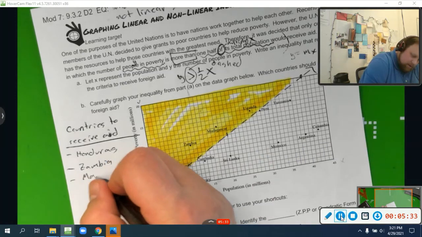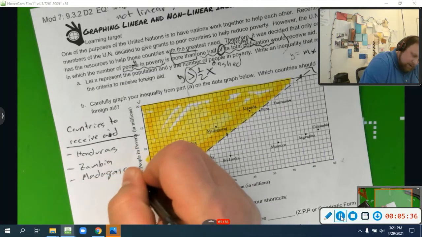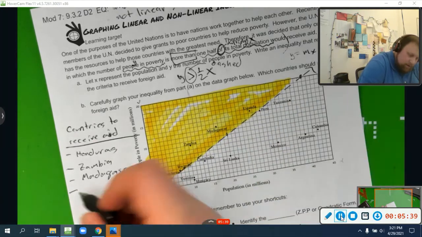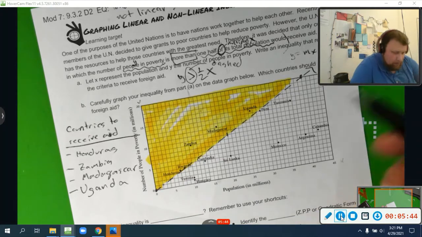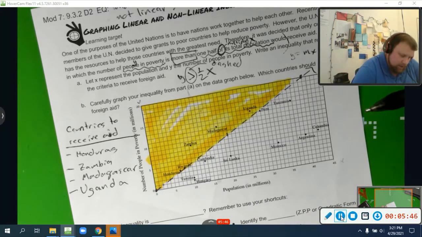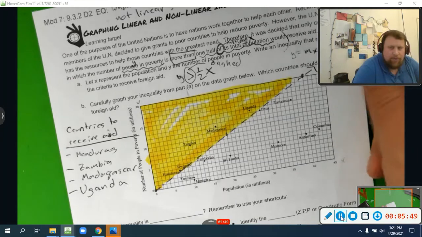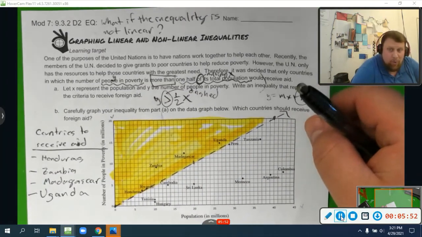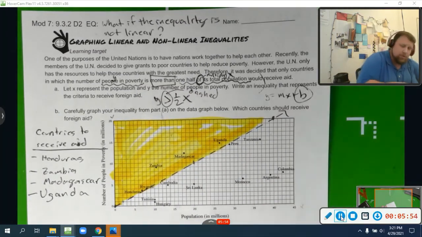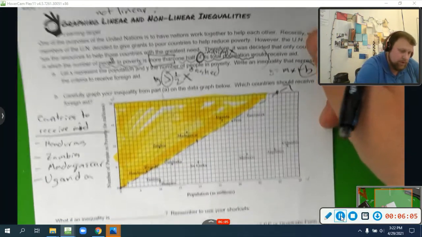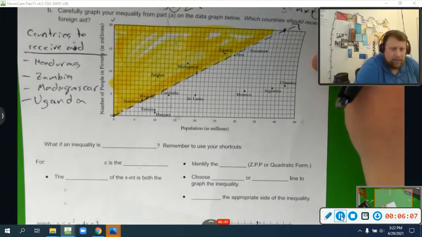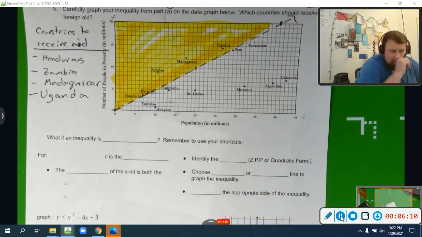Madagascar. Madagascar. Best play ever. Uganda. All right. The rest, their poverty is not quite enough there to meet it. So this is kind of cool because this is a real type of math problem that's used to solve issues. Now, granted, it's much simplified. There's many more factors into it, but it's still pretty awesome to see that math is used around the world in situations such as this. So now we're going to talk about some things because that's a linear inequality. What if it's not? Let's get into that.